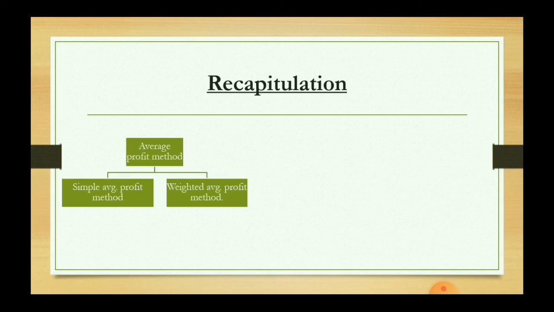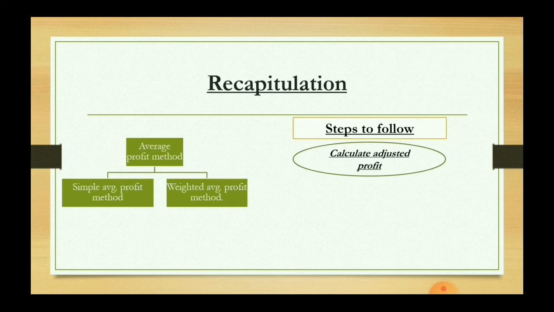The steps we have to follow in that method are: first, calculate adjusted profit. Here, adjusted profit means profit which comes after all charges but before making treatment of abnormal loss or gains. Next step is to calculate average profit. Once you calculate adjusted profit, by adding those adjusted profits, you will have to divide them by the number of relevant years and you will get average adjusted profit, or average profit.